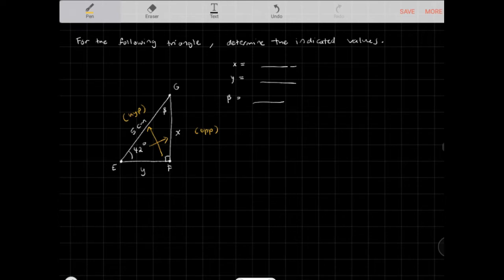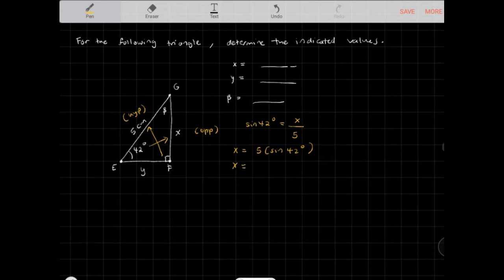And we can solve for x by using the sine ratio because we have the opposite side and we have the hypotenuse. So you have 3 bits of information. If you know 2 out of the 3, you can solve for the missing link, right? I'm going to do sine 42 degrees is equal to the opposite side, x, over the hypotenuse, which is 5. In this case, x is equal to 5 times sine 42 degrees, if we punch this out.